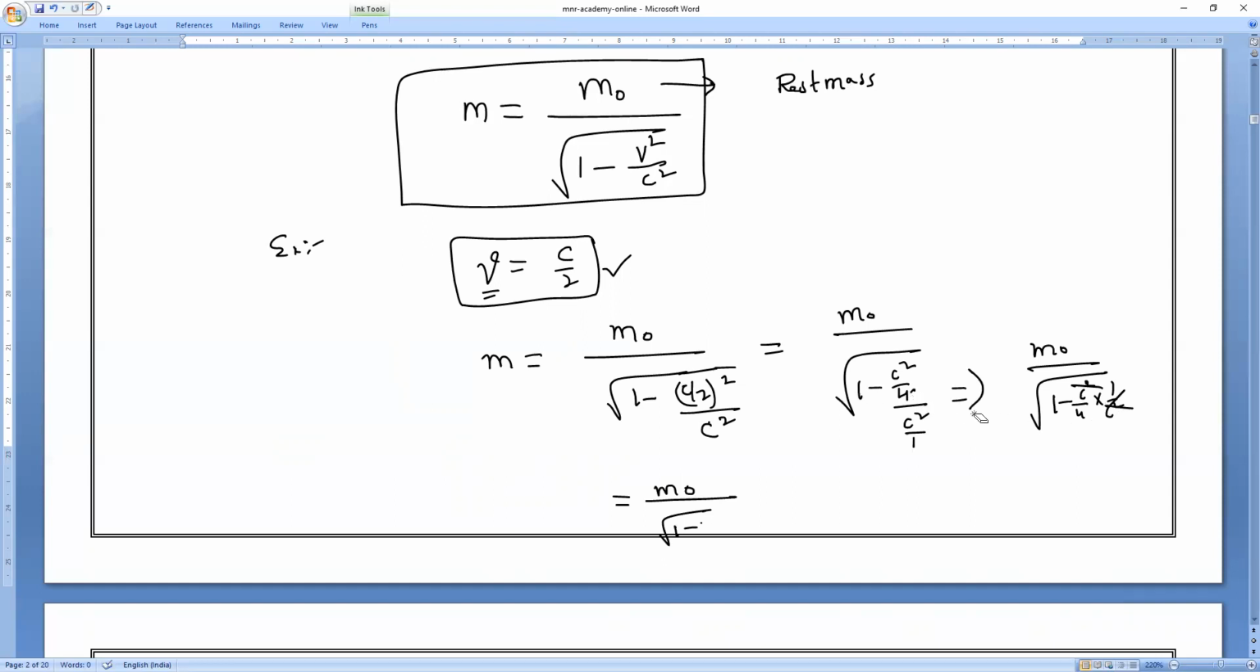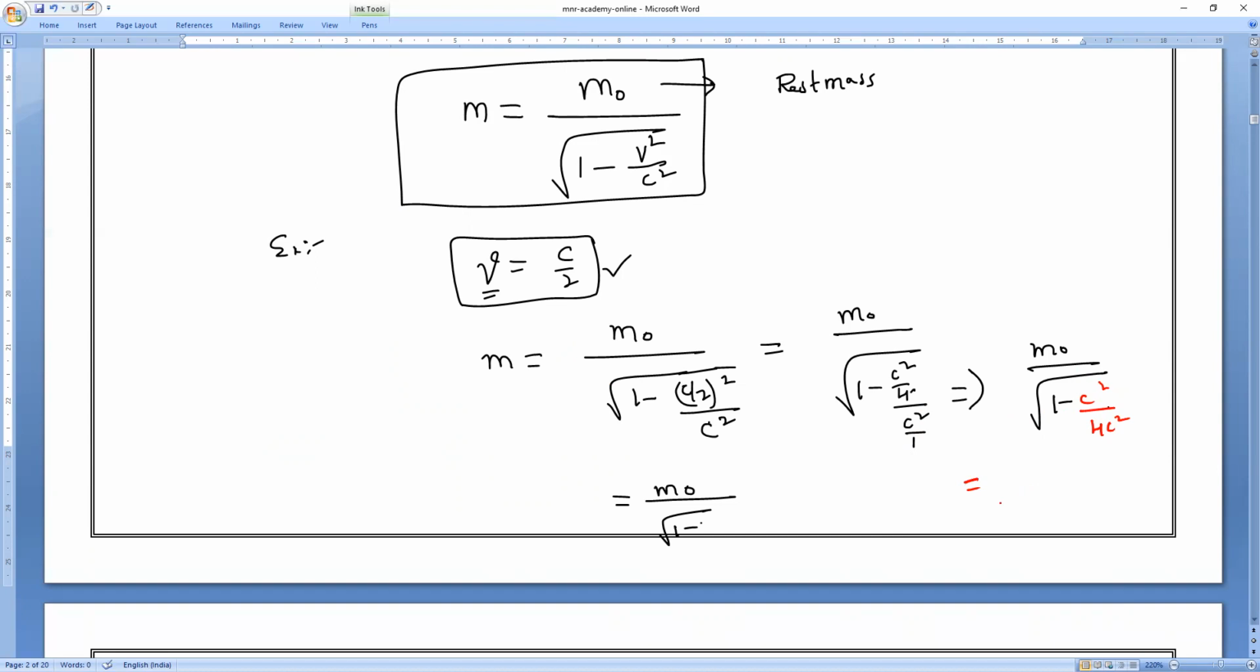I forgot to take the LCM. So here is the wrong step. What do I have to do here? Anybody can tell? c square by 2 divided by c square. Nothing is there, so that means 1. So it will turn into c square by 4c square. Am I right, guys?